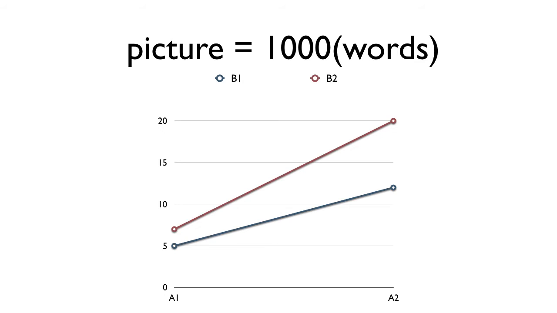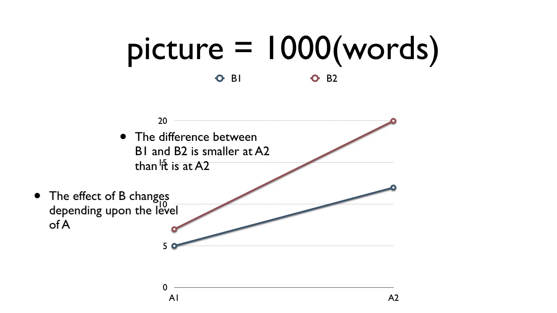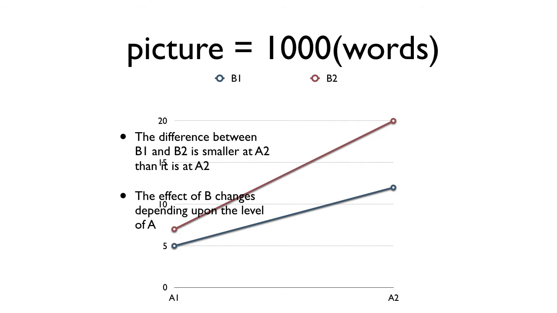Okay. Does this make sense so far? I don't know why that's like that. Anyway, doesn't matter. The difference between B1 and B2 is smaller at A2 than it is, it should say, at A1. The effect of B changes depending upon the level of A. I screwed around with things, obviously screwed that up. One of the rules of thumb you can use is, are the lines parallel? If they're not parallel, you maybe have an interaction.